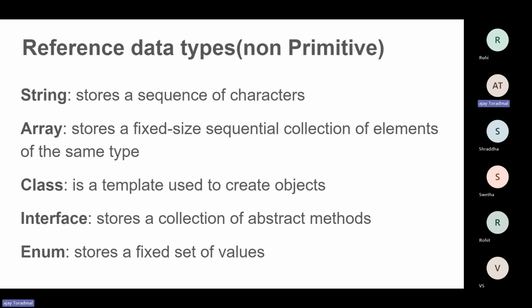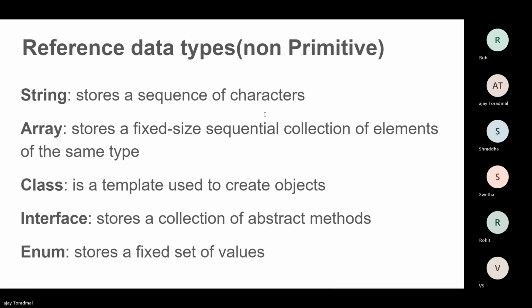Right. So for each of these data types, we are going to have separate sessions. So we are not going to cover all these non-primitive data types now. We'll just have a short summary, and later on we'll cover them in detail. The first non-primitive data type is the string. What exactly will it store? It will store a character sequence.